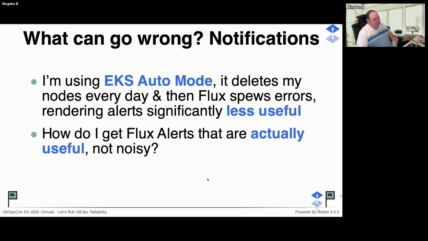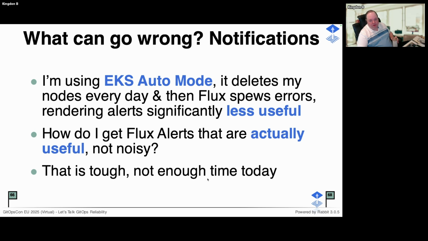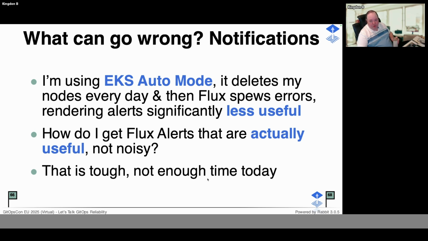What else can go wrong? Well, I'm using EKS auto mode, and that has Carpenter, and it's deleting nodes every day, and my notifications are a mess. I have no idea if things are right or wrong because there's always an error in there when I wake up. How do I know that this is not a problem that I need to investigate? And we really don't have enough time to cover this in detail, but I'll give you a tip how I solved the problem.